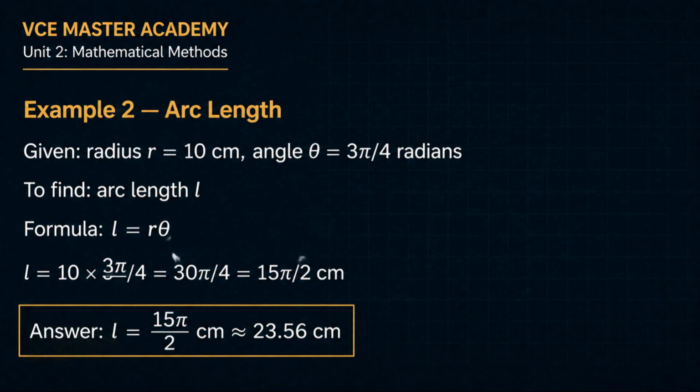Example 2. Medium. Arc length. A circle has radius 10 centimeters and the angle at the center is 3 pi over 4 radians. Find the length of the arc. We use L equals R theta. 10 times 3 pi over 4. 10 times 3 pi is 30 pi, divided by 4 is 15 pi over 2 centimeters. As a decimal, that is about 23.56 centimeters.